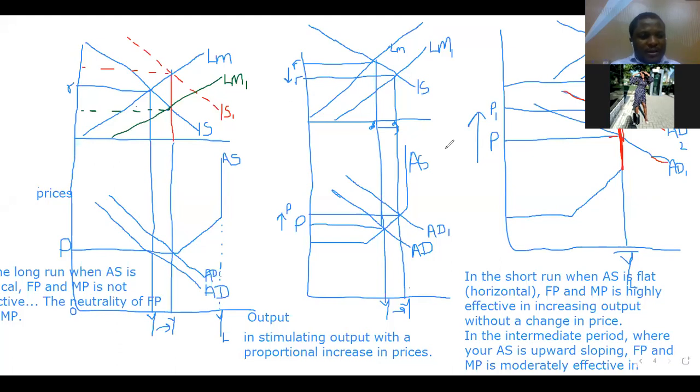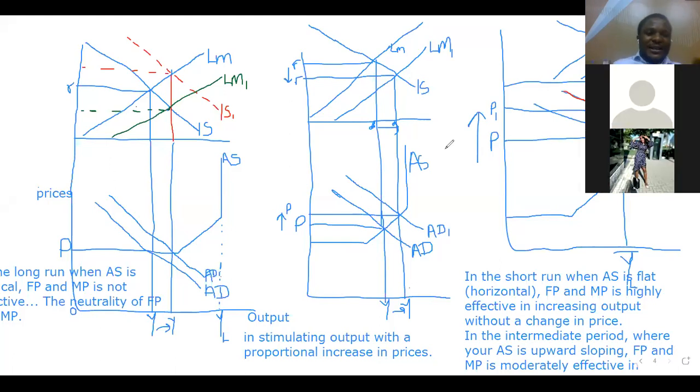Somebody said, please, sir, what happens when there is inelasticity in expansionary fiscal policy? Are you saying when your IS curve is inelastic? If your IS curve is inelastic, what that means is that your IS curve does not respond to changes in interest rates. If interest rates increase, investment will not decline substantially. Or if interest rate declines, investment will not increase substantially. That is the inelasticity in your IS curve.